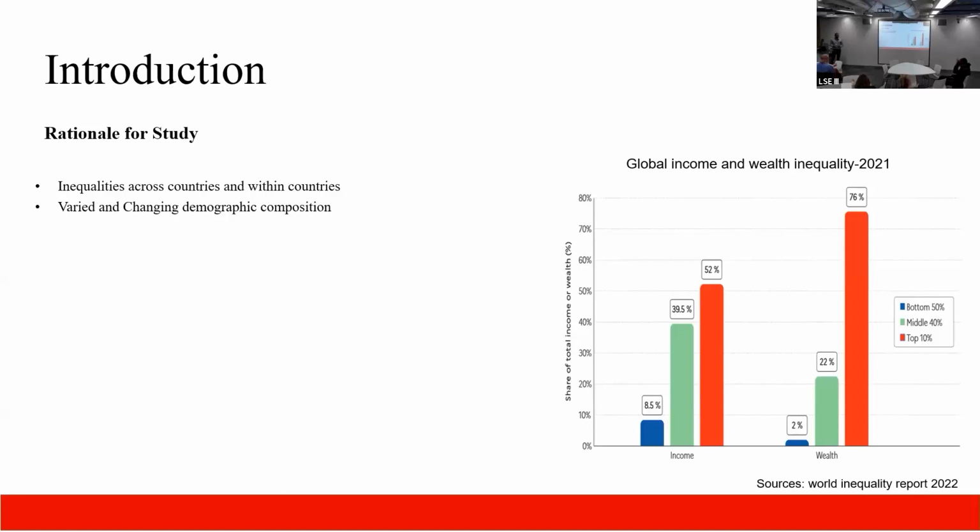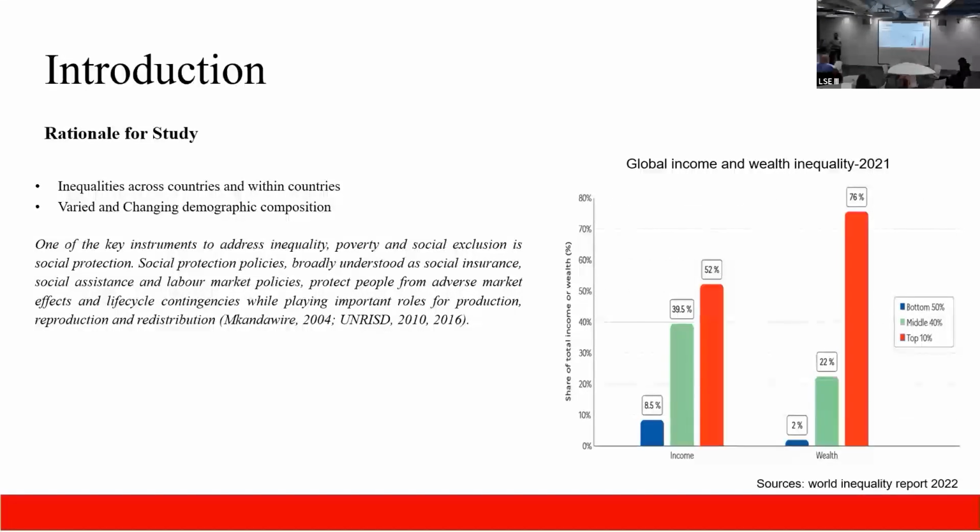Apart from that, there is variation in the demographic composition, particularly in developing countries, and across the world the population is now aging and increasing day by day. So these are all the things which make us think about what can actually help in eradicating poverty and bringing equality into society. One of the key instruments to address inequality, poverty, or the social exclusion problem is providing social protection.